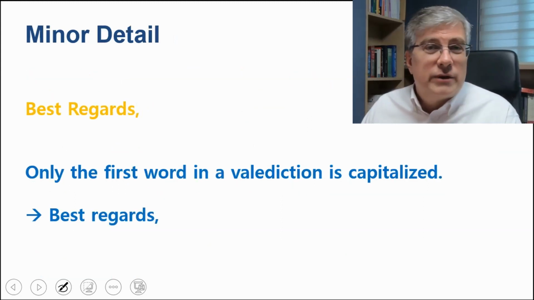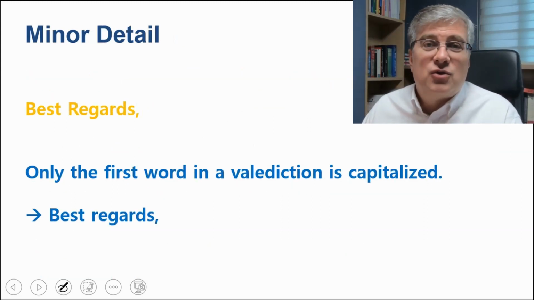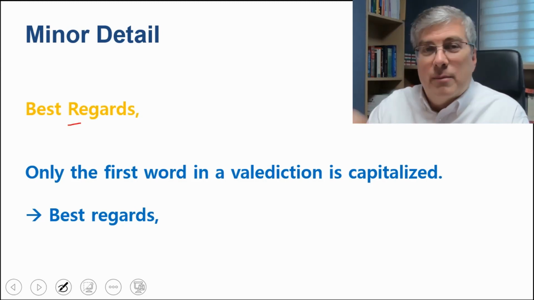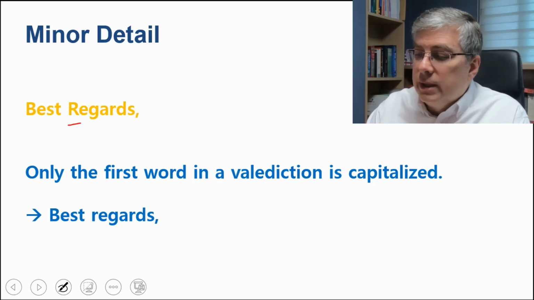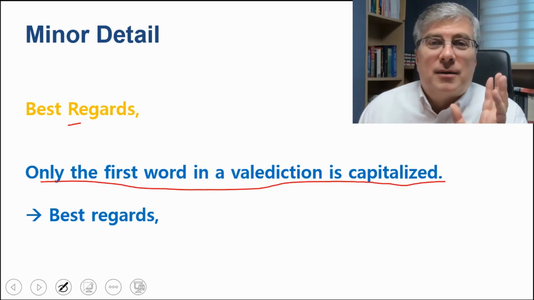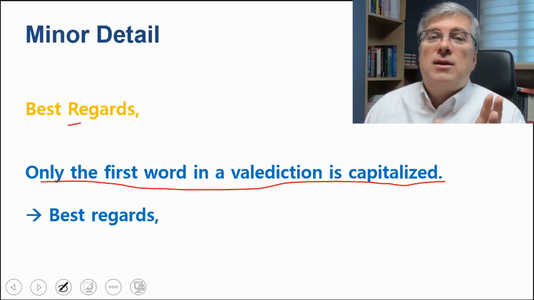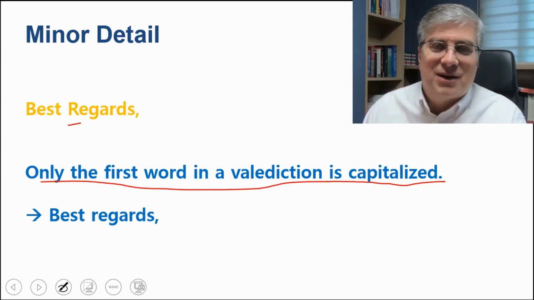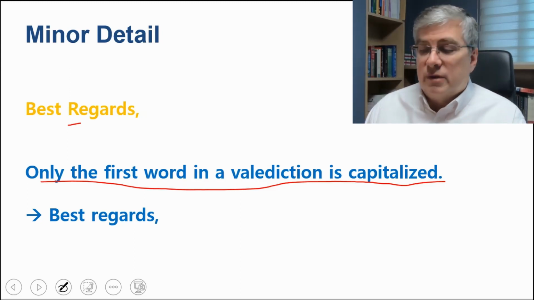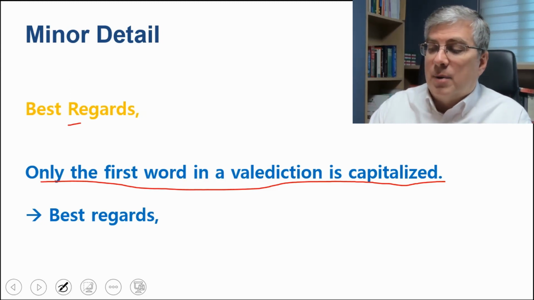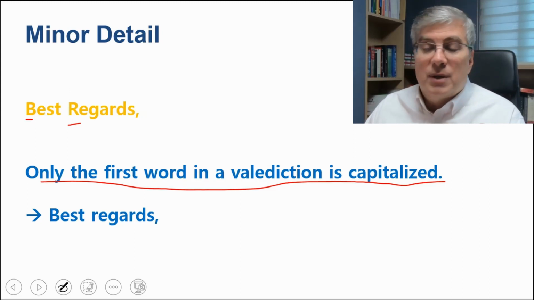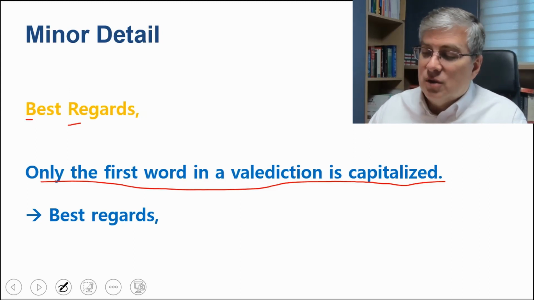Moving on, if you noticed at the bottom of the email on page 26, you notice that it says best regards. Now, I mentioned this before in Unit 1. Only the first word in a valediction is capitalized. Actually, not all native speakers know this either. This is a common mistake that many native speakers will also make. They think that they should capitalize both words in a valediction. But technically, you don't do that. It should be best regards.